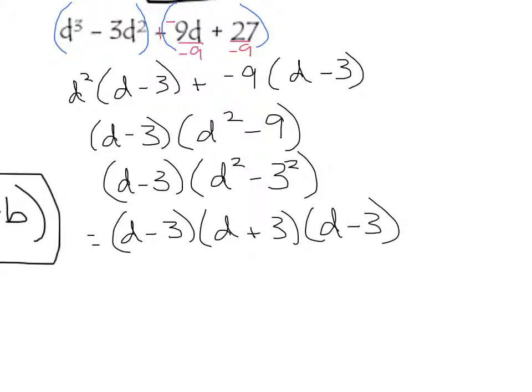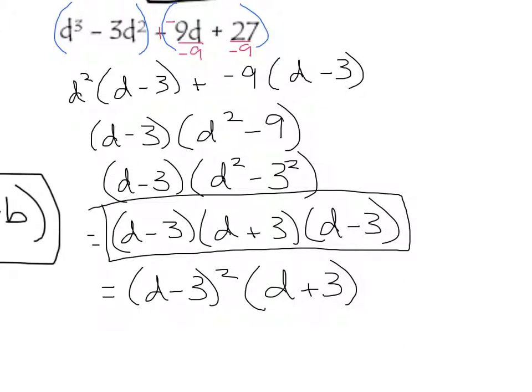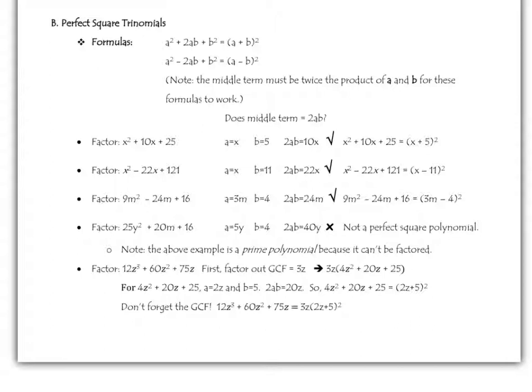And you can leave it like that. That's a fine final answer. Or if you notice that the d minus 3's are the same, you can rewrite it as d minus 3 squared times d plus 3. But either version is a correct answer. So we've just exhaustively looked at the difference of squares.